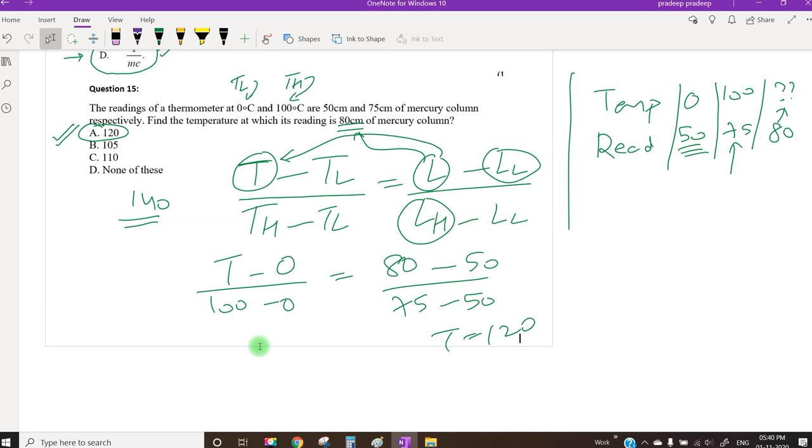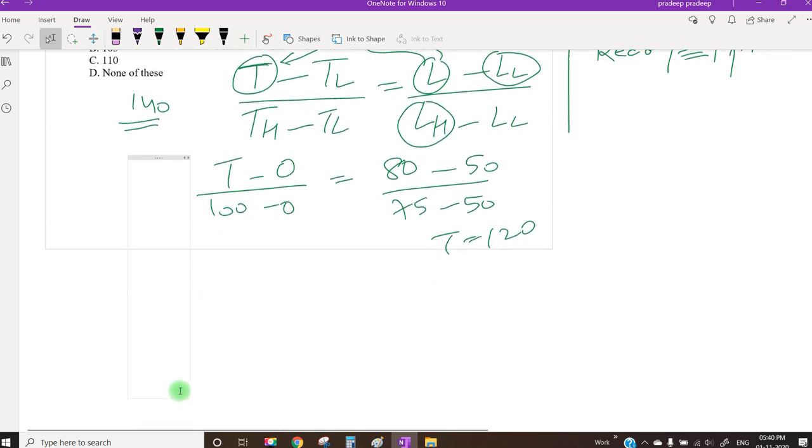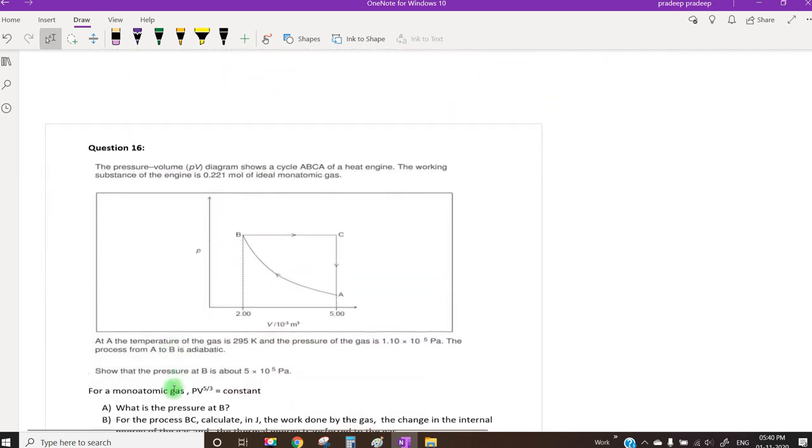Yes, sir. Where did you go wrong? So I don't know, like I guess some calculation mistake. Okay. So the answer to this is 120. Just cross check. Okay. Now let's move on to the subjective questions.